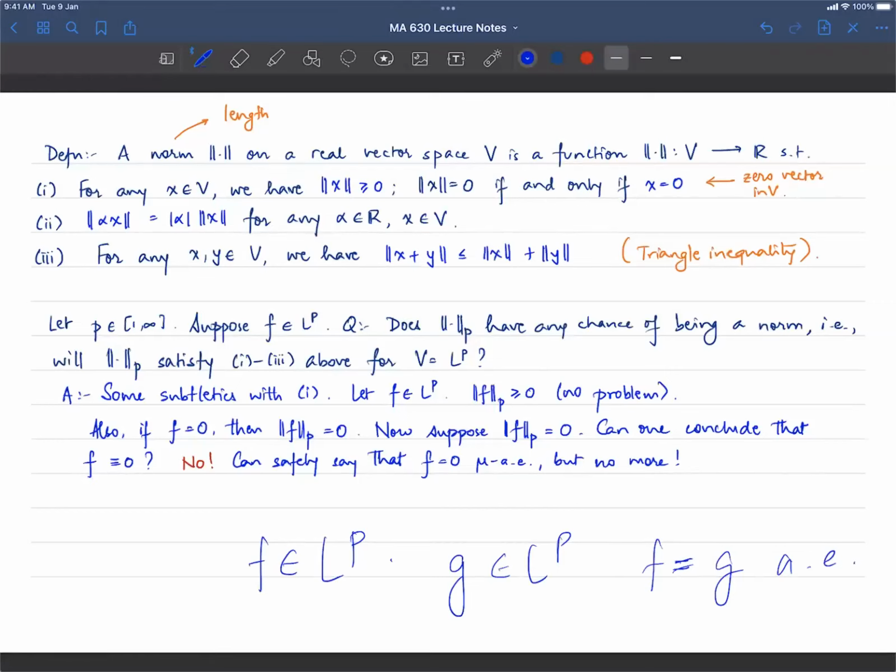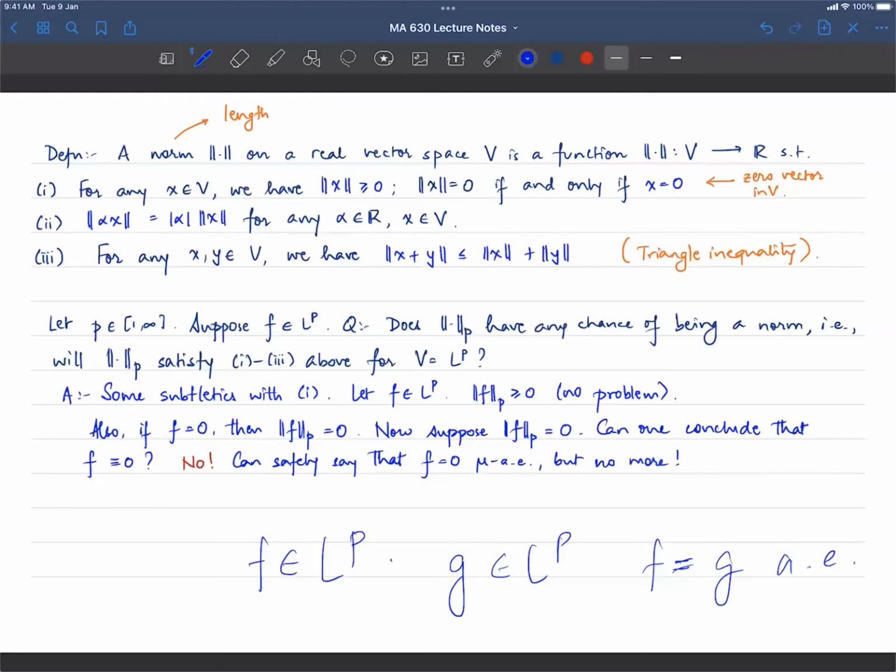If I make an agreement with myself that if two functions are equal except on a set of measure 0, I will consider them the same function. If I do that, then the function which is 0 almost everywhere is the 0 function. So that is the little bit of subtlety that's there. The proper way to write it out is in terms of equivalence classes. I don't know if I want to get into that.